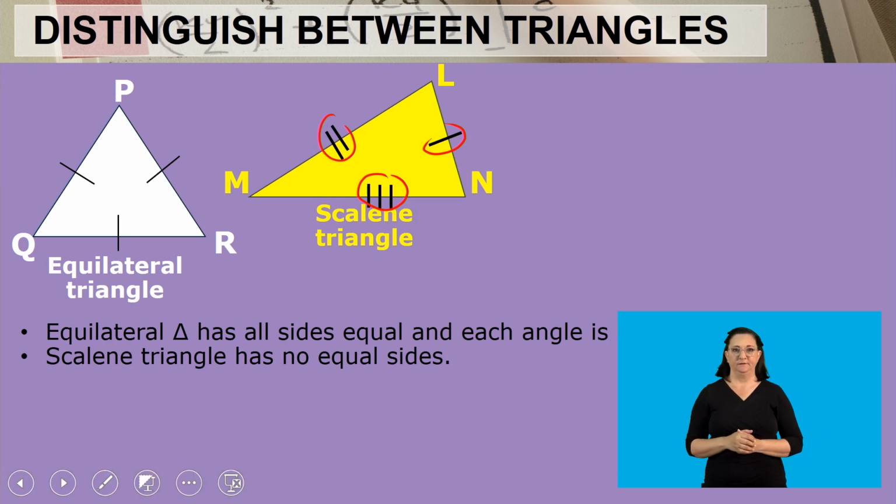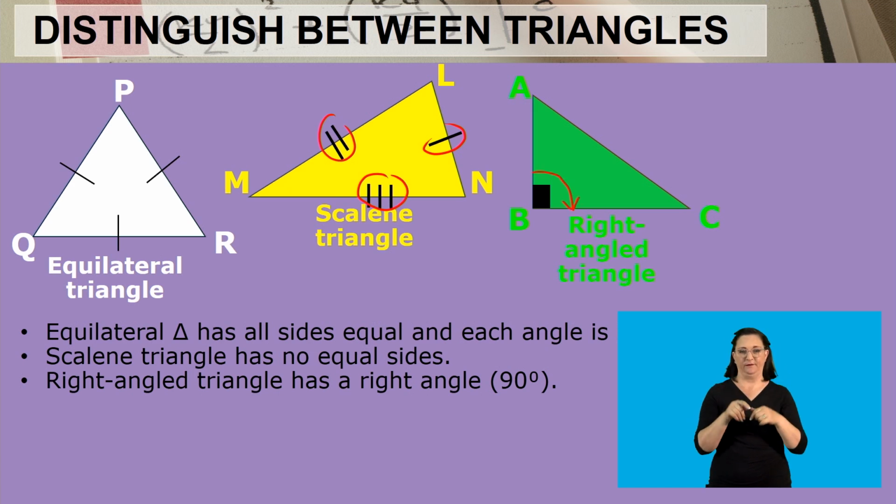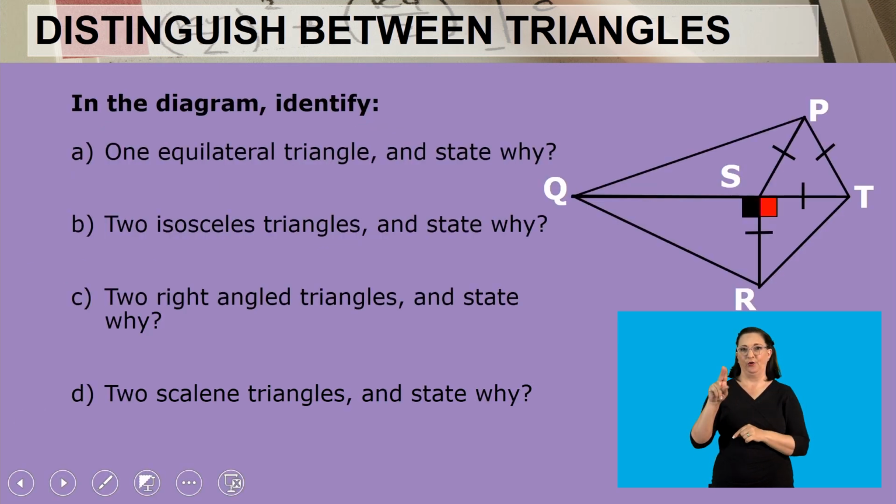And then the next one is a right-angled triangle, which means that in the triangle there is an angle that is 90 degrees. And that is the only angle that would be 90. The others are acute angles. Here's an example. Let's look at that diagram together.